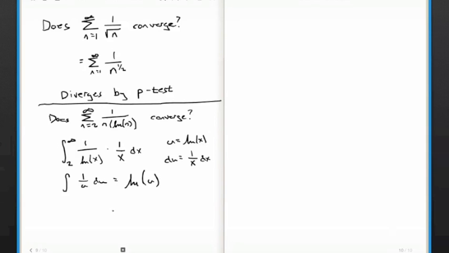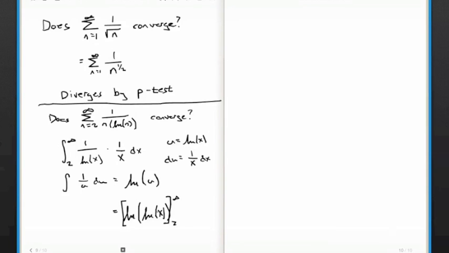which I know equals the natural log of u. Notice I didn't put limits of integration in here because these limits 2 and infinity are x, they're not u. So now I'm going to back substitute. This becomes the natural log of the natural log of x. And I'm going to evaluate that now, because now I'm dealing in x's. I can evaluate that from 2 to infinity.